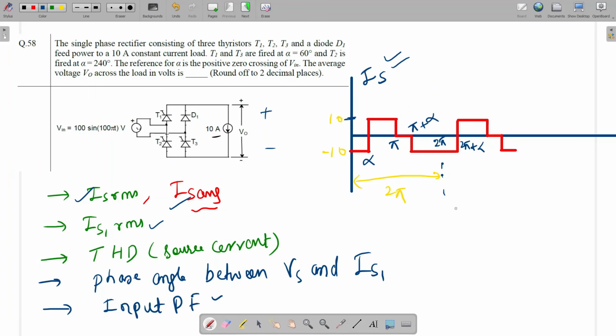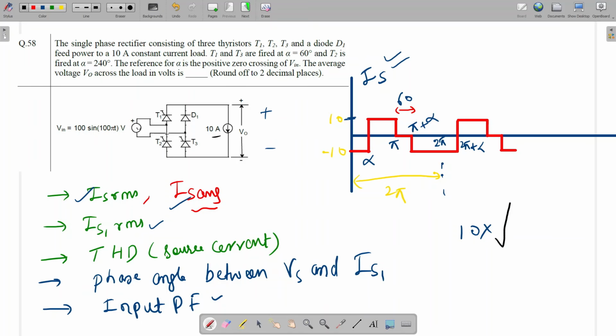So how can we calculate the RMS value? ISRMS: the magnitude is 10, so 10 into... up to what time is it conducting in 2 pi? If we see here, it conducts from pi plus alpha to 2 pi. So in 2 pi, for only an alpha duration it is not conducting. This is the alpha duration. Alpha is how much? 60 degree, already given. So in a duration of 2 pi, it is not conducting only for a duration of 60 degree.